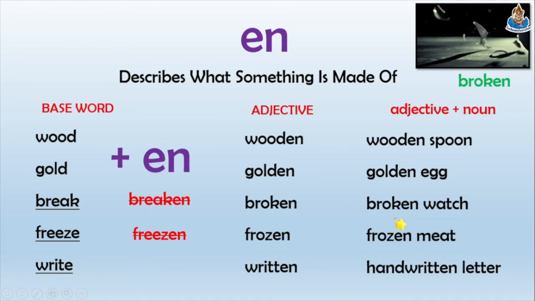Next one, we have the word freeze. We add en, it doesn't say freezen. Instead, we say frozen. We can have frozen meat as an example. And we also have the word write. Just like the first two, these are verbs. So we add the suffix en, we say it's written. But this one, we have to double the letter t and have it written like this. So we have written, a handwritten letter or a handwritten report.